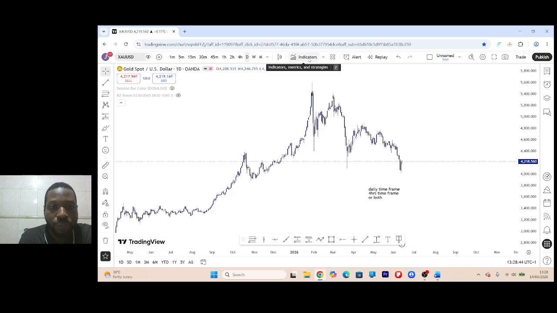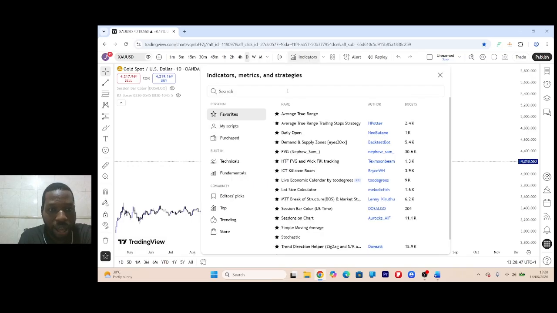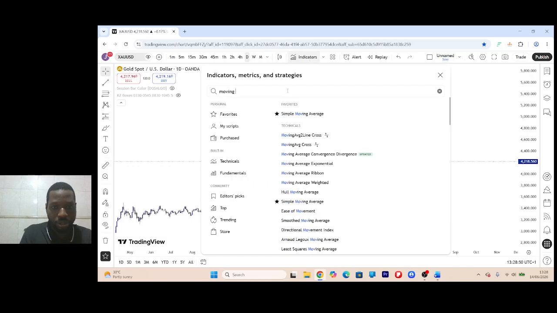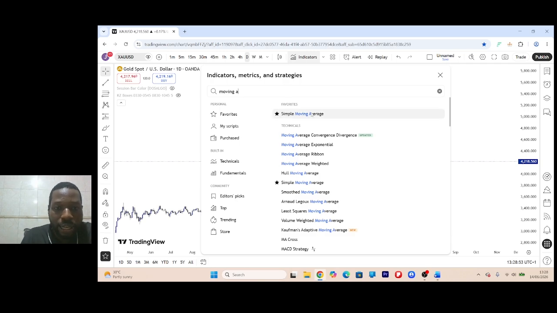You come to the indicator, you come here, then you type moving average. So you can see this simple moving average. You can click on it. But this is where it is right here.